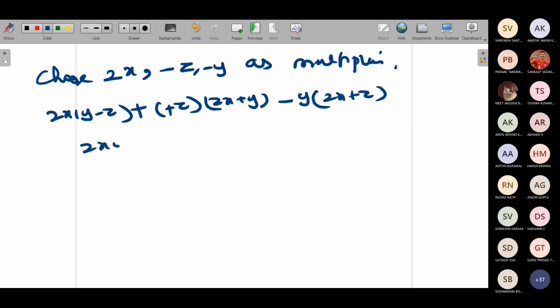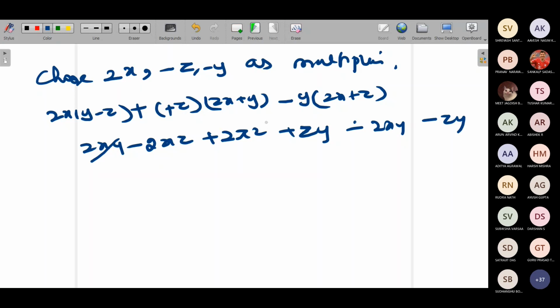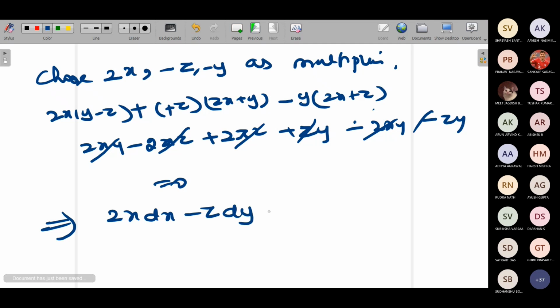Now we will check. So we'll get 2xy minus 2xz plus 2xz plus zy minus 2xy minus zy. Check whether you're getting 0. 2xy minus 2xy, 2xz minus 2xz, zy minus zy. So equal to 0. So this implies 2x dx minus z dy minus y dz equal to 0. Is it clear? 2x dx minus z dy minus y dz is equal to 0. Anyone has any doubts?